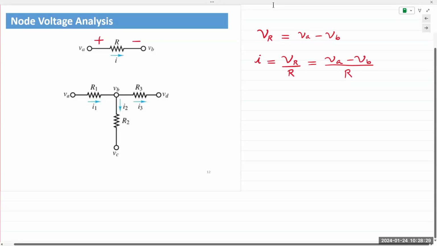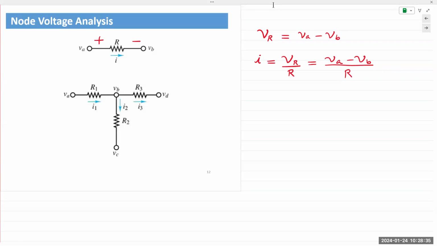Does that make sense? So that's one of the steps. We express the resistor voltage in terms of the node voltages. We apply Ohm's law, and we have an expression in terms of the node voltage variables. Yes. Sure.